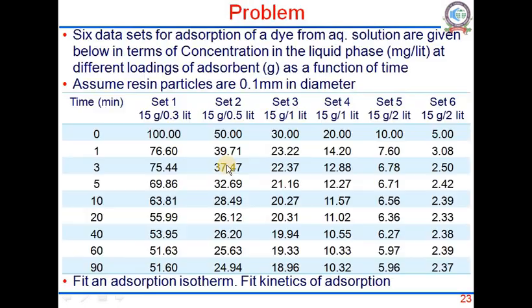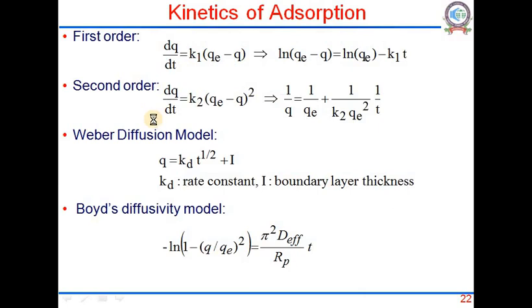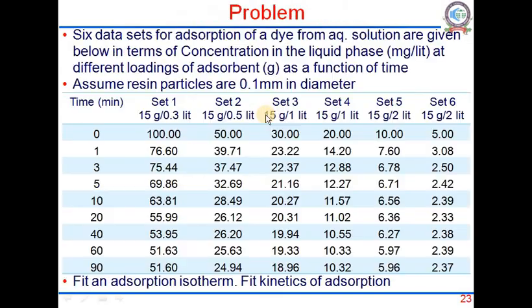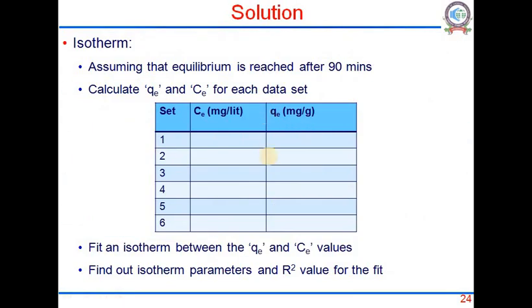Now QE values, so this is at equilibrium, what has remained in the solution. So 100 minus 51.6, that is the change in concentration multiplied by 0.3 liters. That will tell you how many milligrams have gone to the adsorbent, divided by 15 will tell you the loading Q. So recall this formula. QE at equilibrium is going to come from this formula.